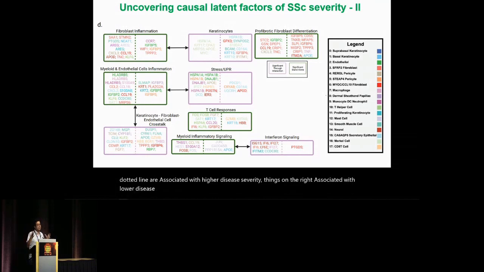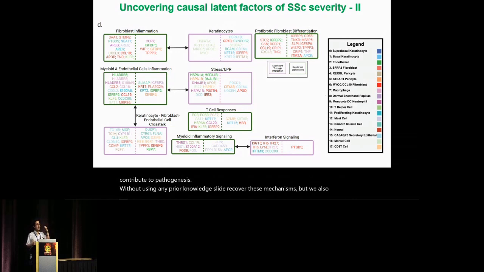The more important thing is, what did we find mechanistically? We recapitulated known mechanisms of crosstalk between myeloid inflammatory signaling, interferon signaling, activated fibroblasts, myofibroblasts that are well known in the field to contribute to pathogenesis. Without using any prior knowledge, SLIDE recovered these mechanisms. But we also found new things involving keratinocytes.